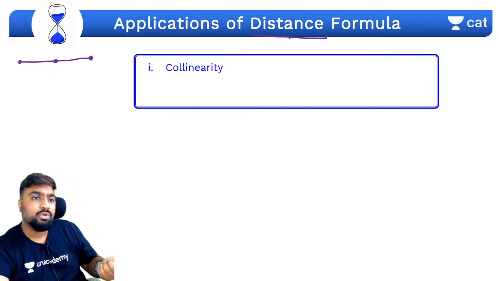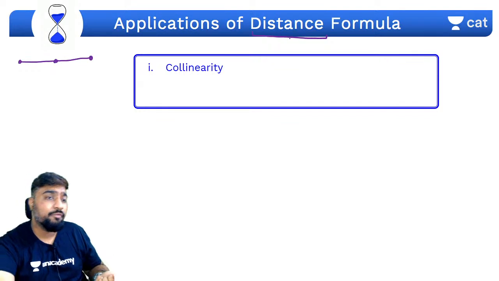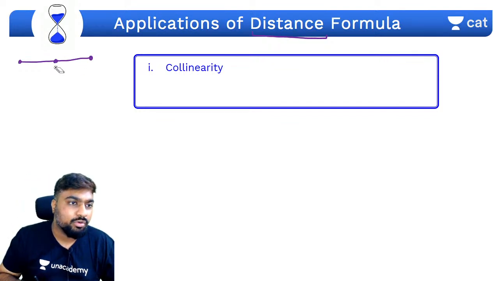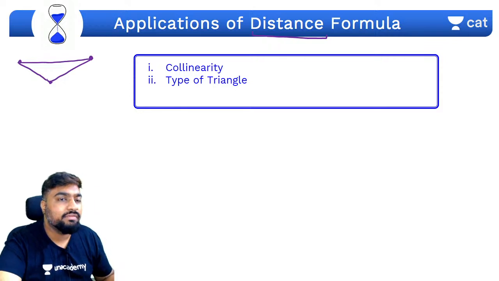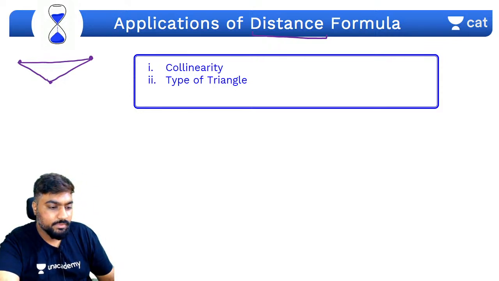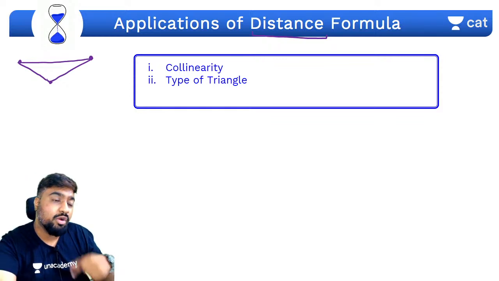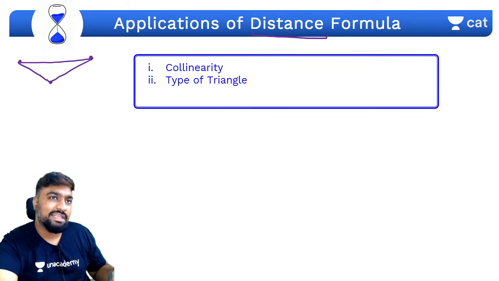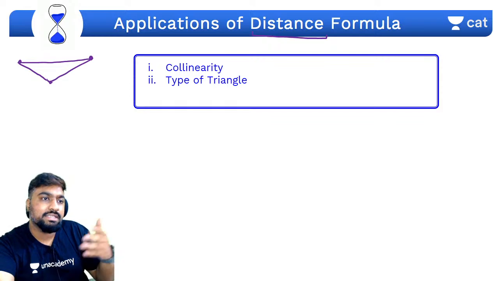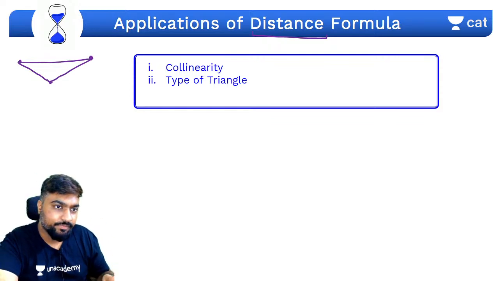If they are not collinear, that means they can form a triangle, correct? If this point lies here, then they can form a triangle. Then what kind of triangle will they be able to form? If they form a triangle, then using the distance formula you can find out whether they'll form a scalene, an isosceles, an equilateral, or a right triangle.